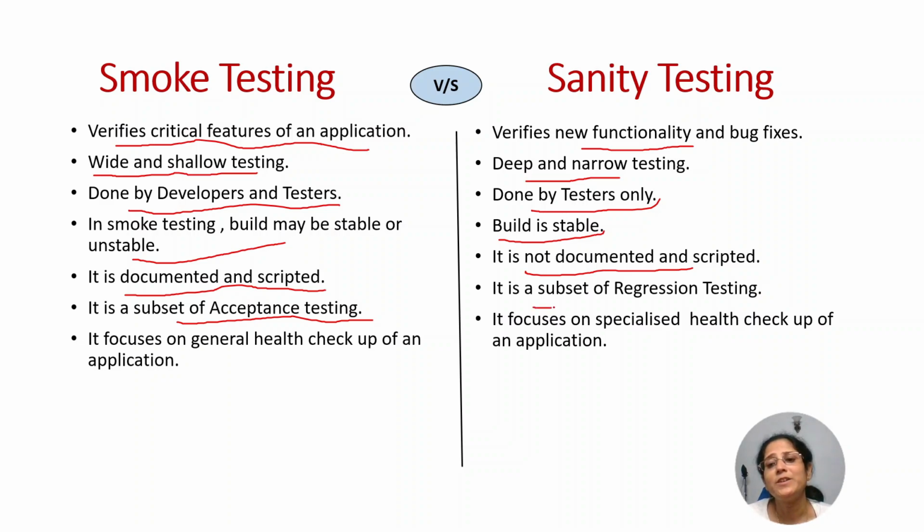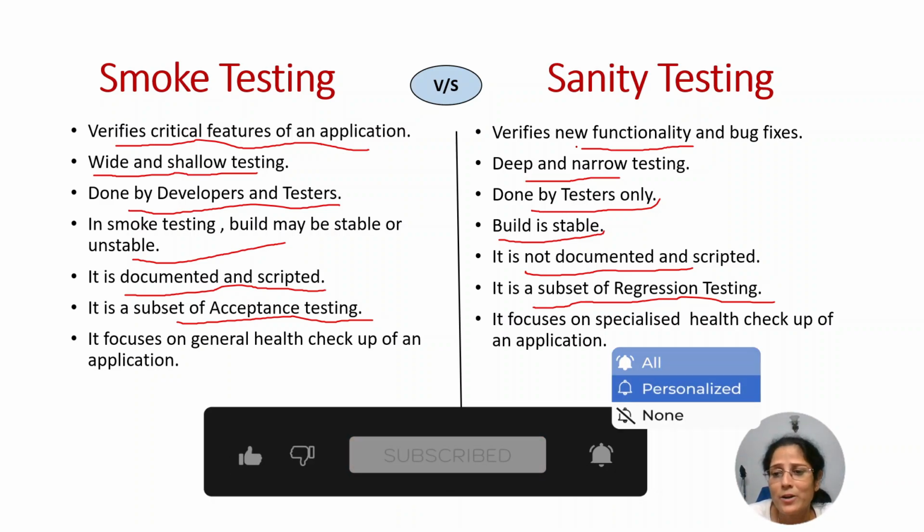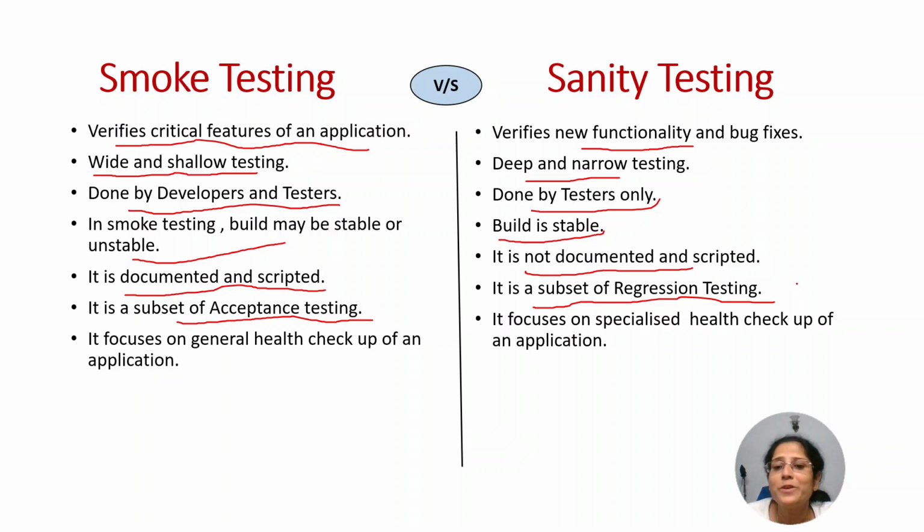Coming to sanity testing, it is a subset of regression testing. What is the meaning of this? Let's consider this slide is your complete regression testing. Here we take a small portion, and this one will be your sanity. In regression testing, we are checking whether all the new functionalities and bug fixes are working as expected or not. But in sanity testing, we take a small portion of an application and go for in-depth testing. That is why it is called a subset of regression testing.